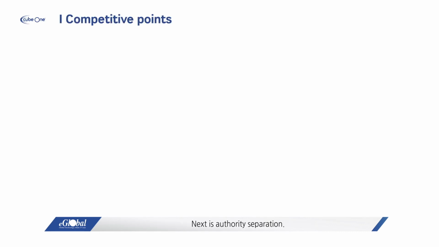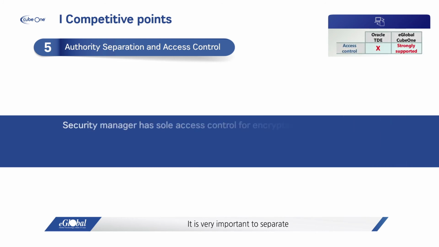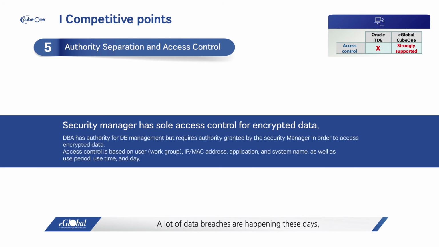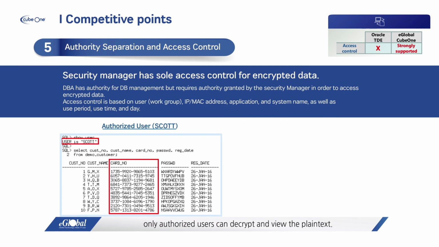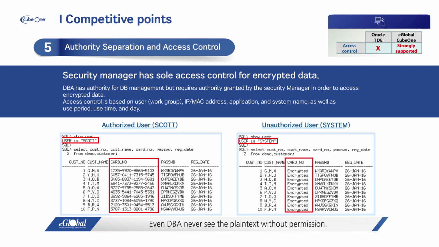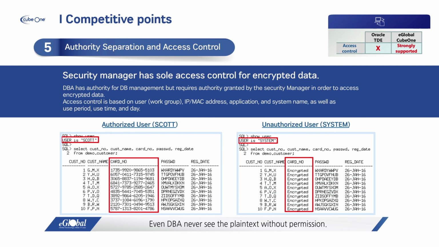Next is authority separation. It is very important to separate the authority of DB administrator and security administrator. A lot of data breaches are happening these days. Of course, hackers have done it, but more by insiders. And most of them are caused by DBAs. Therefore, we need to control the DBA's authority. After encryption with Cube One, only authorized users can decrypt and view the plain text. Even DBAs never see the plain text without permission.